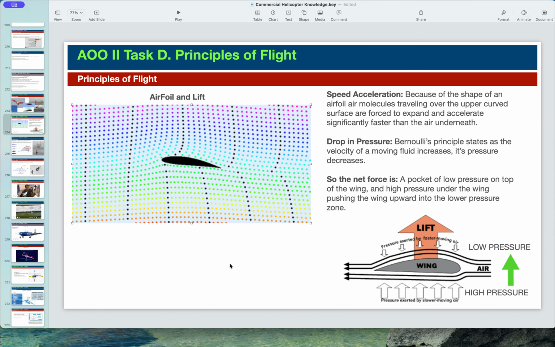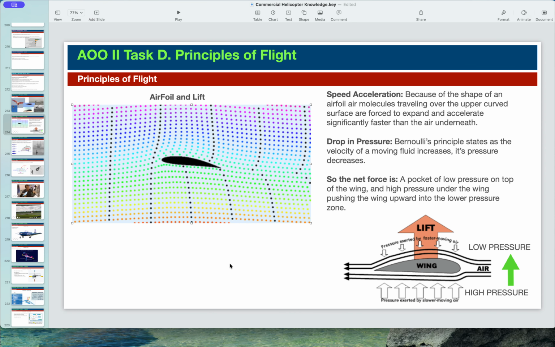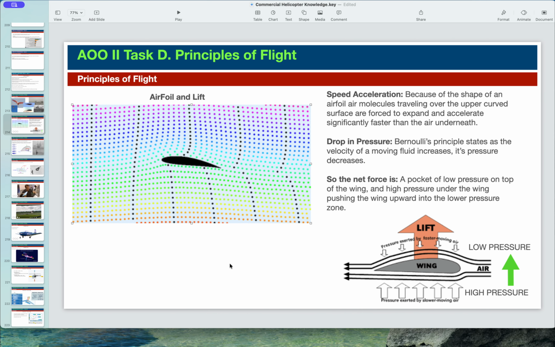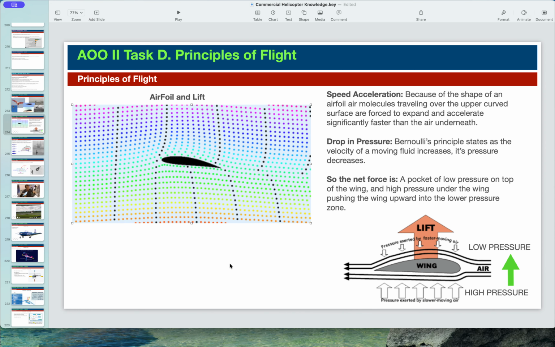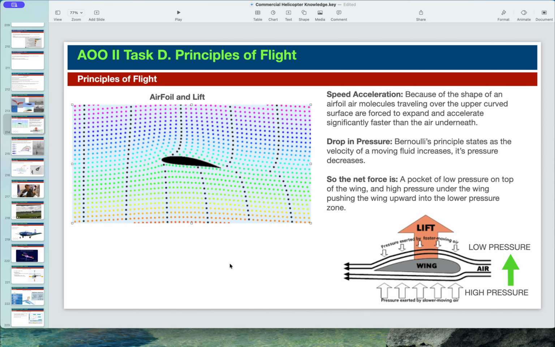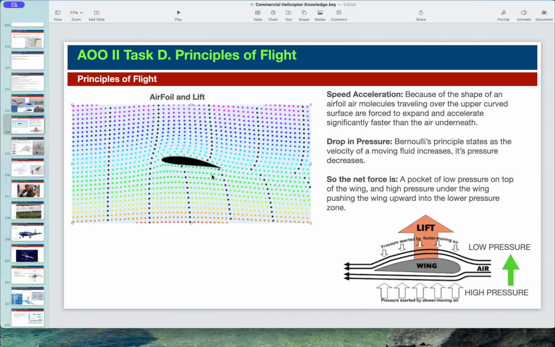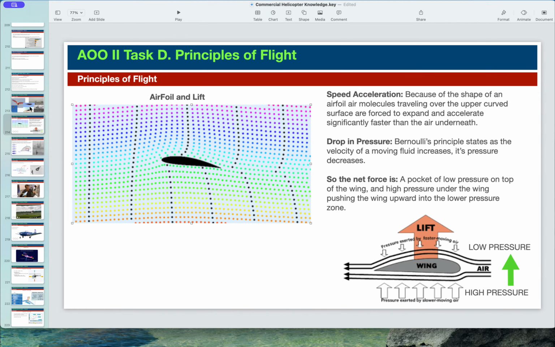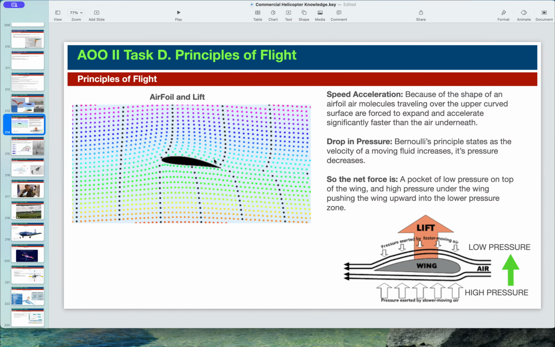Really what it is, as this shape moves through the air, the air molecules traveling over the top of the curvature of that shape are forced to expand and accelerate significantly faster than the air underneath. We see that in this diagram here. This shape is called an airfoil, and it's the key component to everything that flies, essentially. An airfoil is what is required to generate lift.